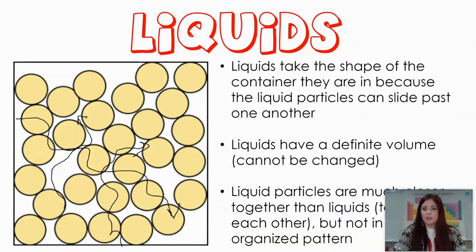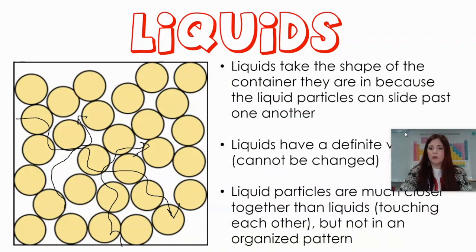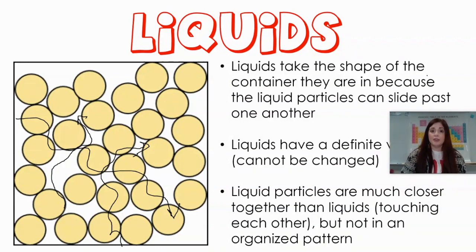Lastly, let's move on to my picture again. Liquid particles are much closer together than gases. So they're touching each other, but they're not in a very organized pattern. You'll see here that yes, a lot of these particles are touching one another, but they're not very orderly. And we're going to see the difference with solids here.